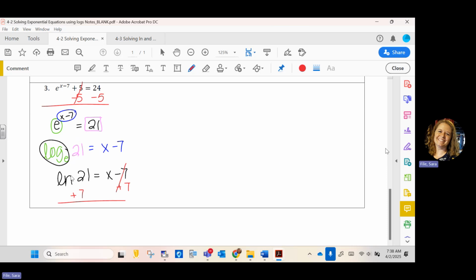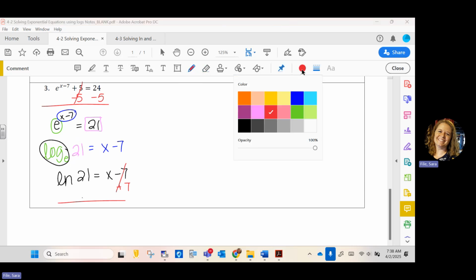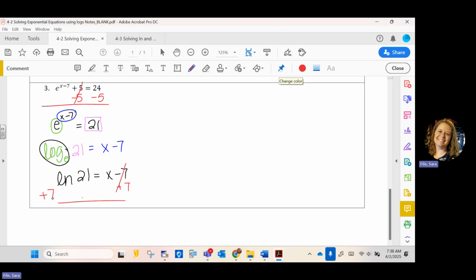Yeah, these cannot be combined because 21 is the argument of this log. This is not just a regular 21, it's natural log of 21. So I cannot combine these. If you want to make sure you know you can't combine these, don't put your added or subtracted value underneath it. Put it out to the side over here like this. So you don't even line the numbers up because you cannot combine them.